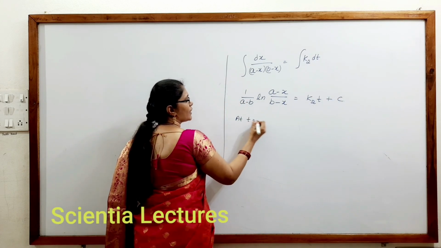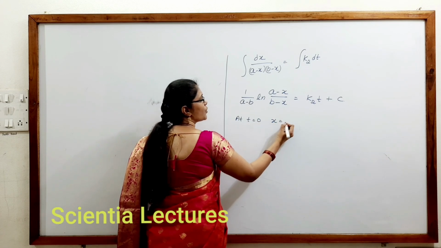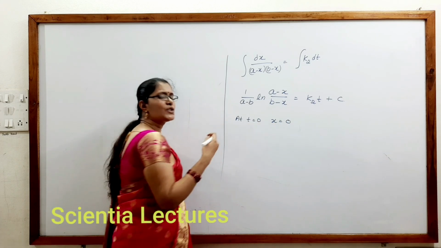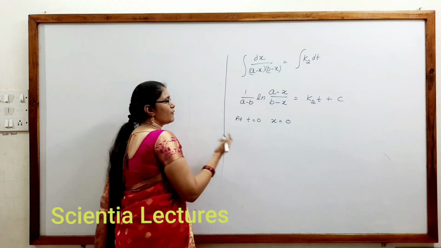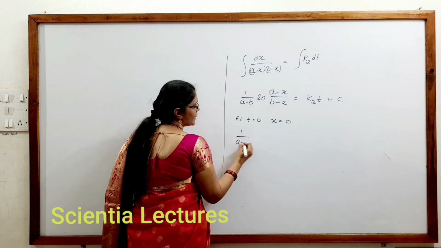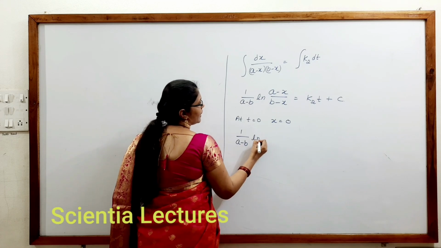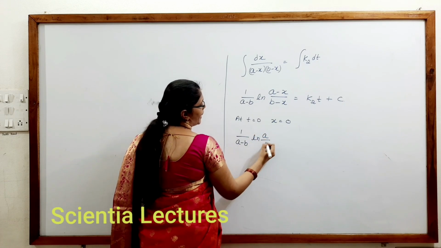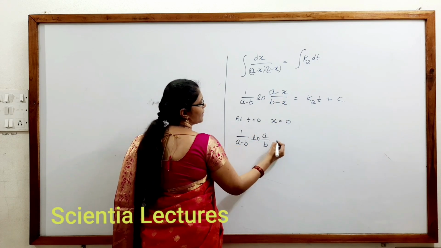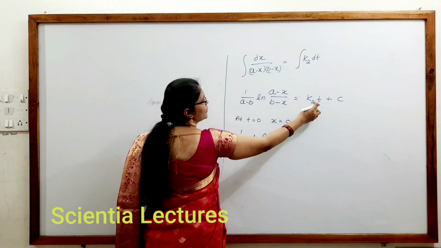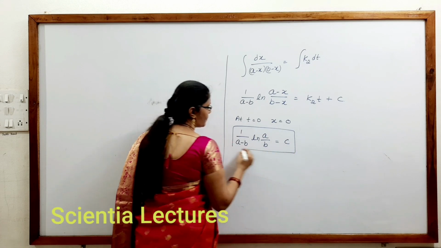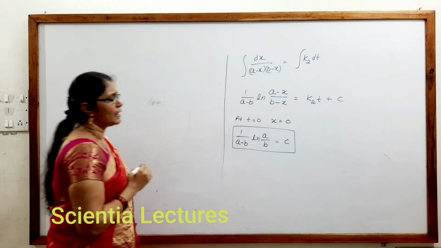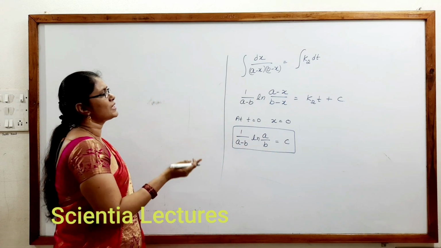At t equal to 0, the reacted amount x must be equal to 0, because initially nothing should have reacted. To calculate c, the same thing we have used: 1 by a minus b ln a by b, because these two terms become 0. k2 into 0, that term becomes 0. So what is c? 1 by a minus b ln a by b equal to c.